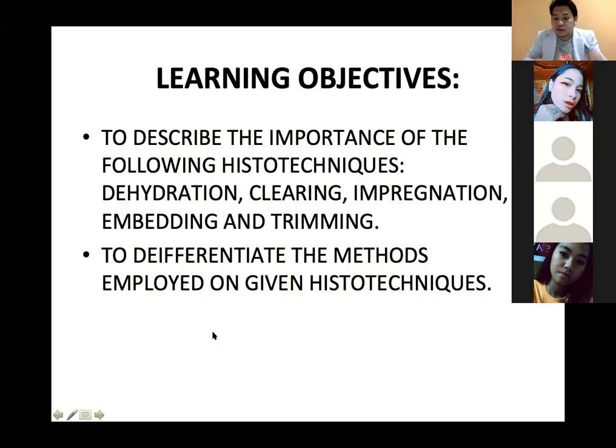Okay, class. So I've already uploaded this today, and this is the rest of the histotechnique. For our learning objectives, we have to describe the importance of the following histotechniques: dehydration, clearing, impregnation, embedding, and trimming, and to differentiate the methods employed on those given histotechniques.